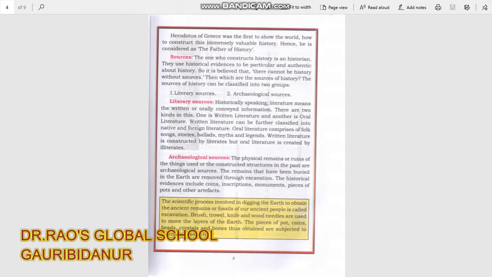Understand, children? Second one, archaeological sources. The physical remains or ruins of the things used or the structures constructed in the past are archaeological sources. The remains that have been buried in the earth or removed through excavation. The historical evidences include coins, inscriptions, monuments, pieces of pottery, and other artifacts.